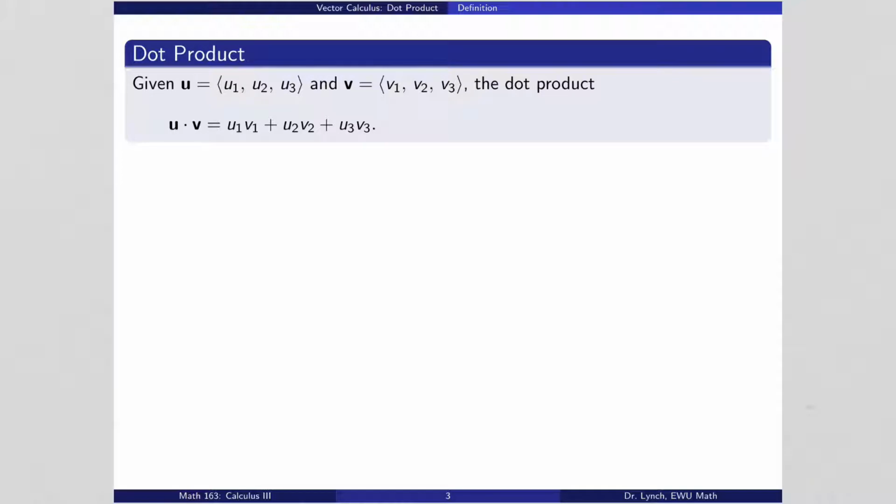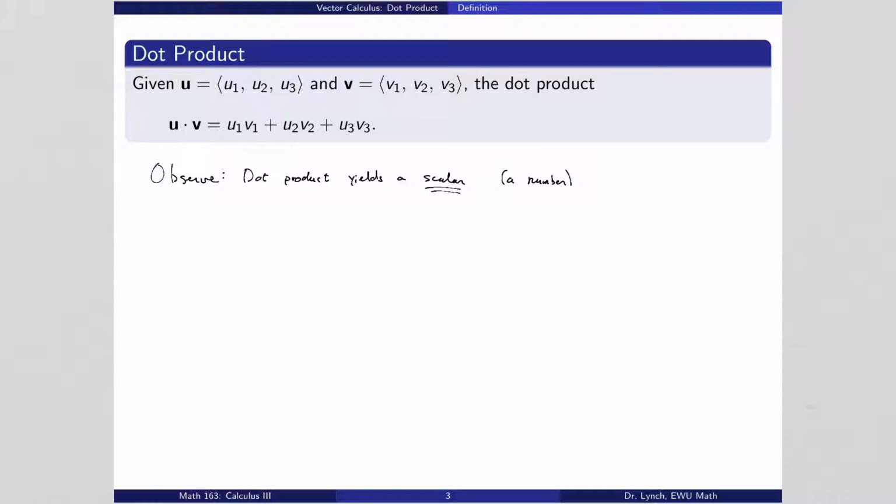The dot product is defined as a way to multiply two vectors u and v. Given vectors u and v, the dot product of u and v is the sum of the products of the individual components. So u1 v1 plus u2 v2 plus u3 v3. Now, a quick observation here is that the output of the dot product is a scalar value, so just a number. Again, the input is two vectors and the output is a number.